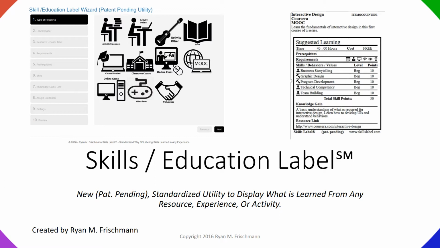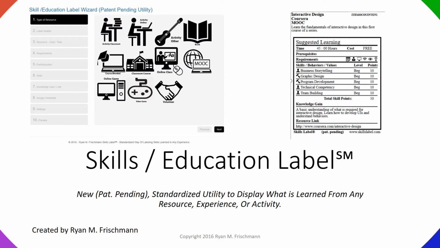To get an idea of what this is about, you can look at the top left diagram, which is the first screen a teacher would see on the label wizard. It shows the versatility of all the different resources that can be covered, such as activities, a book, blended courses, classroom courses, online courses, MOOCs, online games, video games, and volunteering.